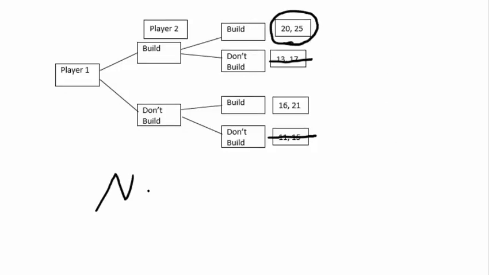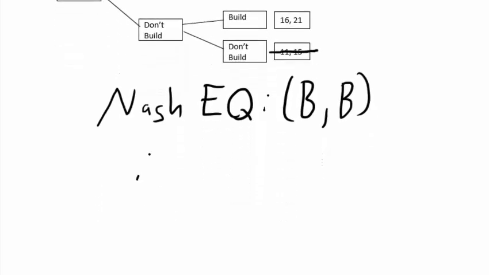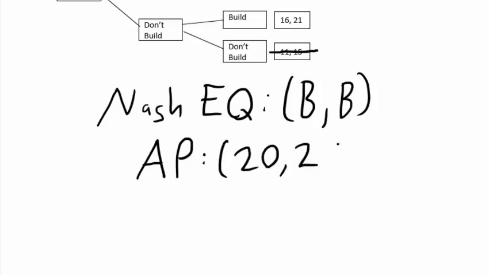So we get a Nash equilibrium of build, build again. So our Nash equilibrium is our most likely outcome in this situation, given that both players are making rational decisions. And we see that there is an associated payout of 20, 25.